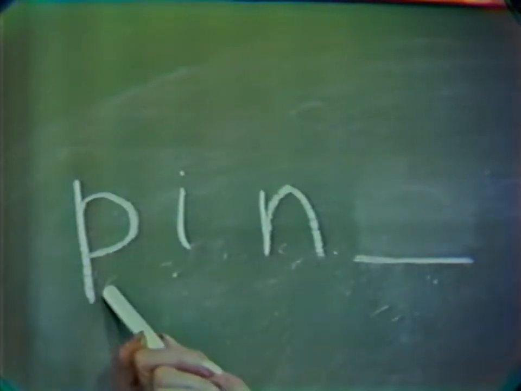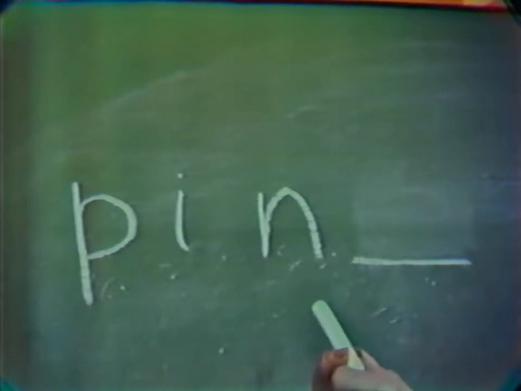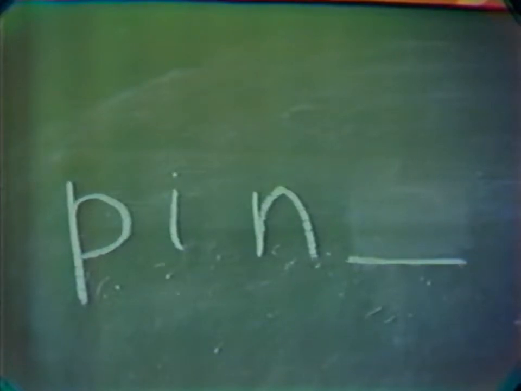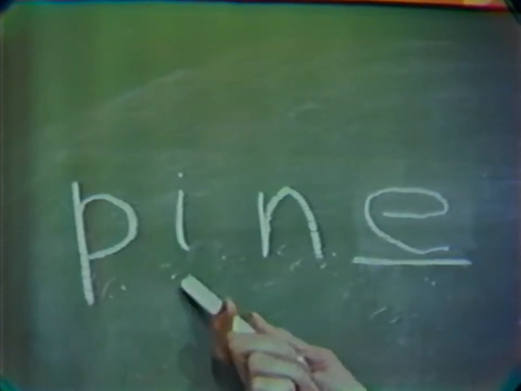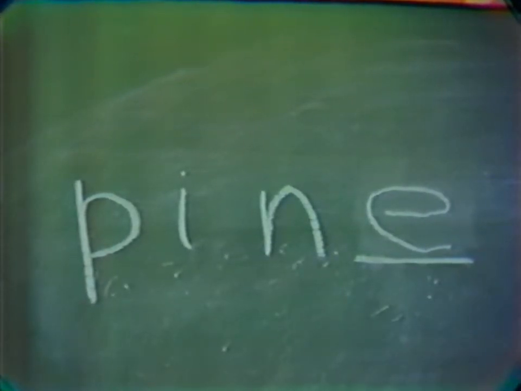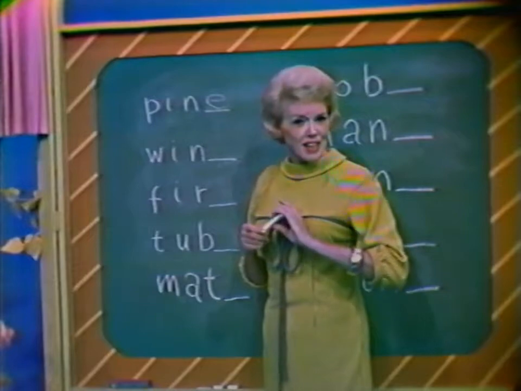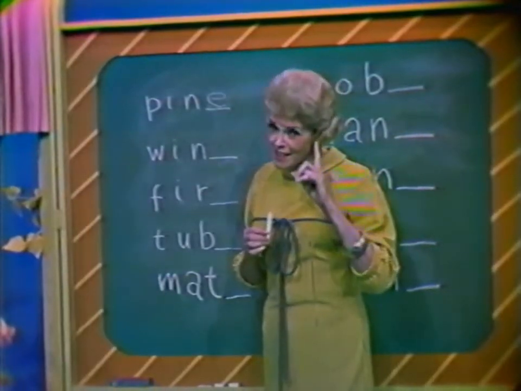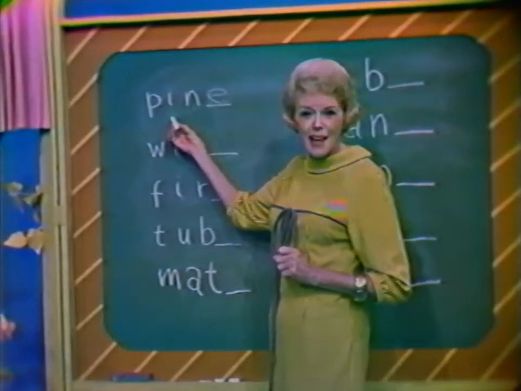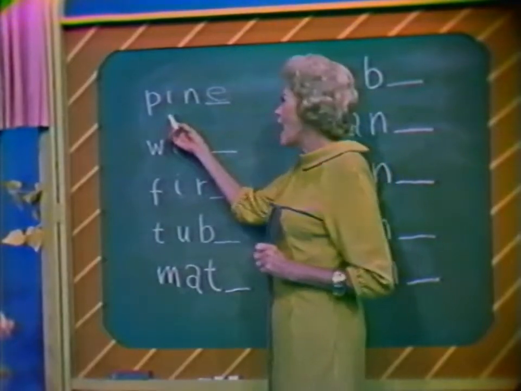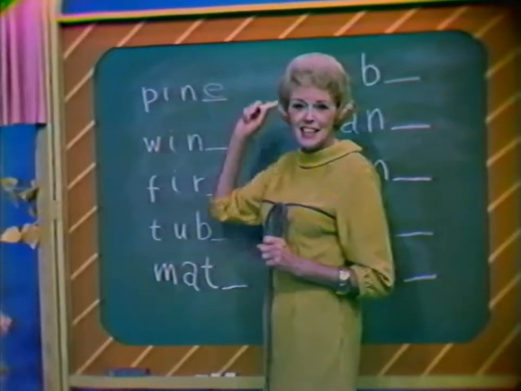Now, here we have P-I-N, the word pin. You know, pin the tail on the donkey. But look what happens when we add a little E to the end. The word becomes P-I-N-E, and it says pine. Pine trees stay green all year. On the end of a word, the letter E has no sound of its own. But when it's there, it tells the other vowel to say its own name, to make the long sound. That's why P-I-N says pin, but P-I-N-E says pine.